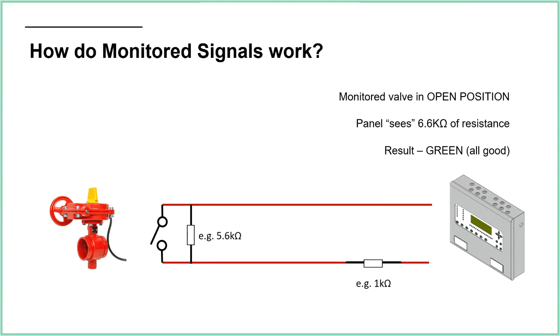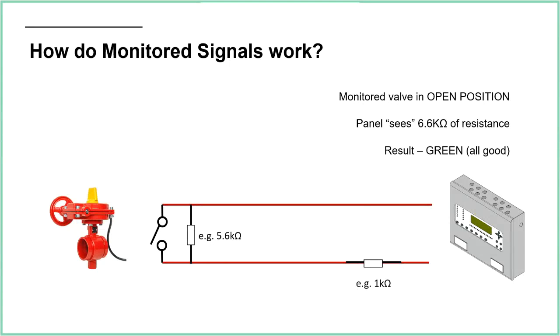This one here is just showing you an analog monitored line. So we've got one panel, we've got one wire, which is going to one device. So we're keeping it nice and simple for the time being. So in this example here, I have a monitored valve. And as we know, these monitored valves are supposed to be in the open position, generally speaking. So let's say that this monitored valve is in the open position. So you can see my switch on the left-hand side is in the open position.